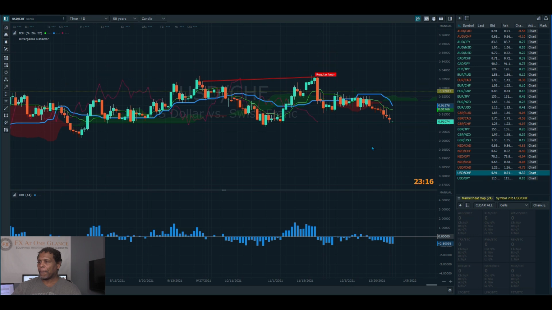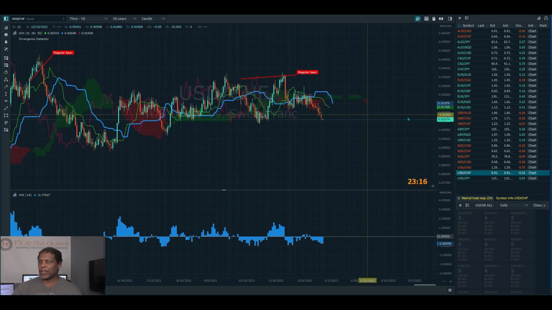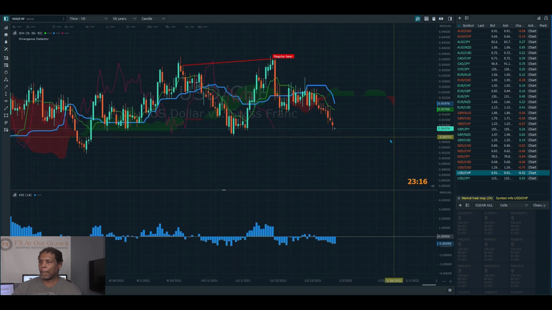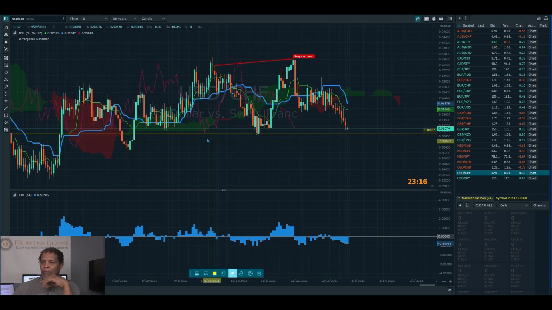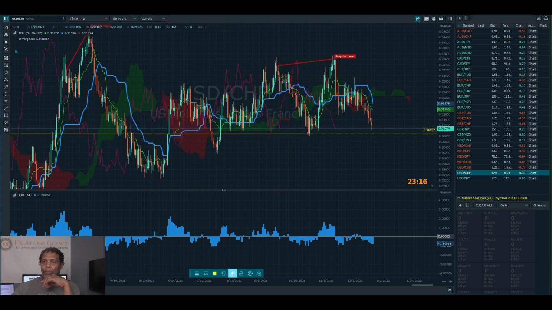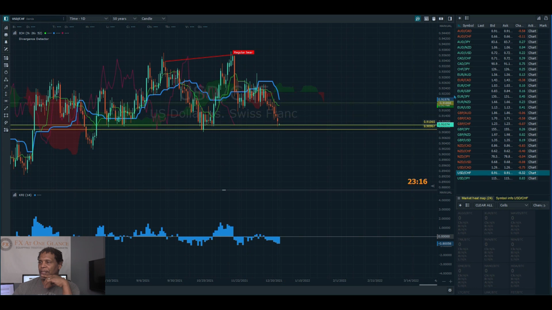USD Swiss franc. Flat market. Too many crossovers with the cloud. It's a very flat market. May push back to this double. Pretty much got a double bottom here. Sitting on this level. Make it into a zone. It's going to be right here. So that would be my zone of support and resistance.